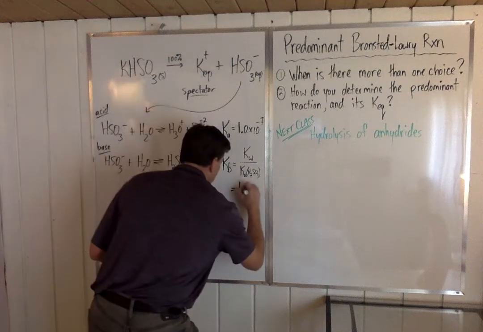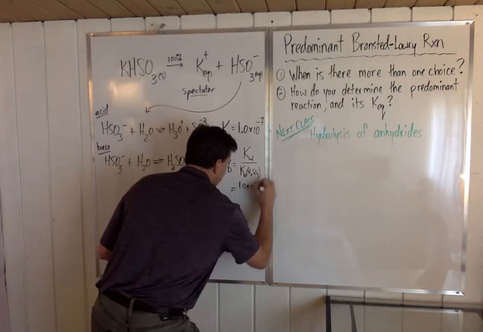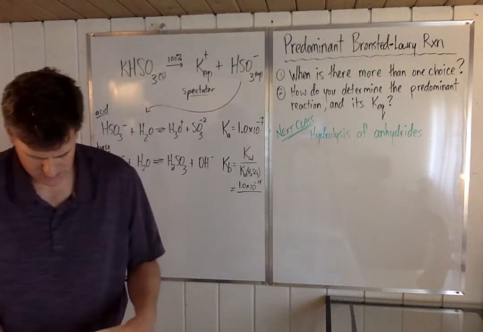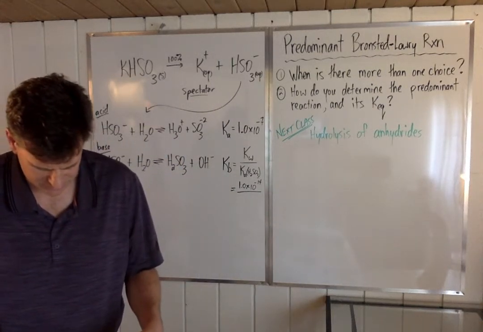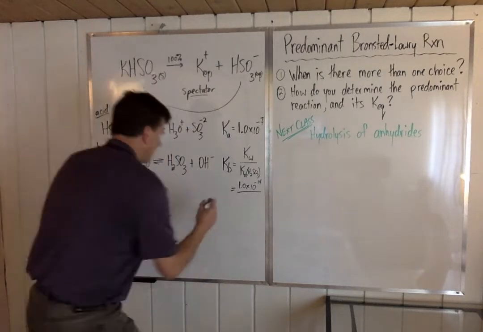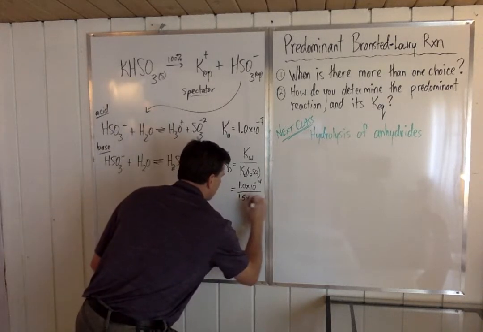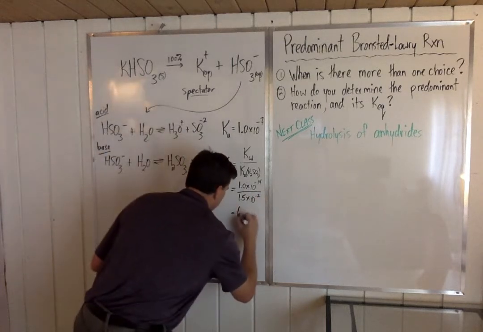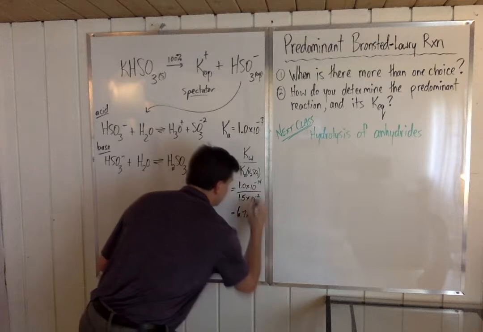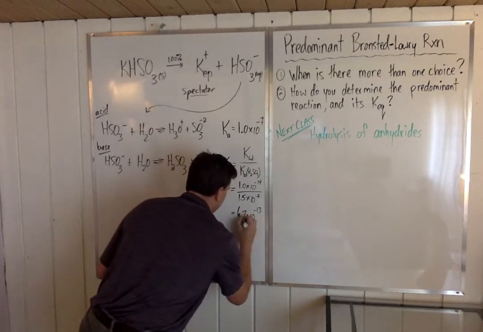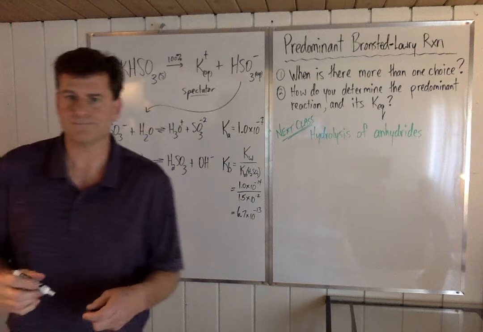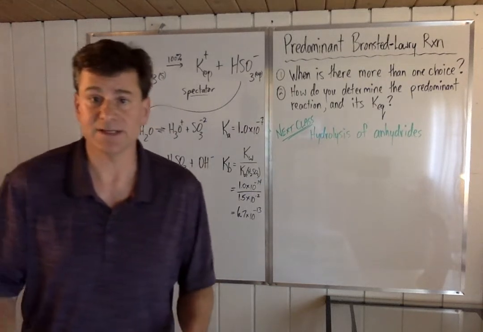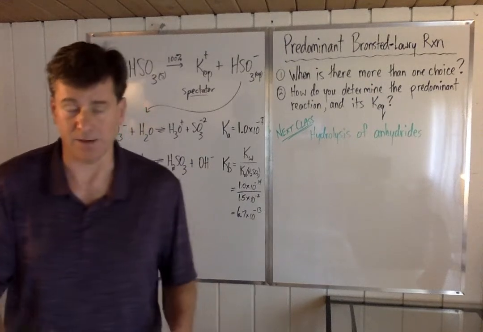So Kw is 1.0 times 10 to the negative 14 divided by the Ka of H2SO3, which is really high, 1.5 times 10 to the negative 2, which gives 6.7 times 10 to the negative 13. And so HSO3 minus has a higher Ka than its Kb.